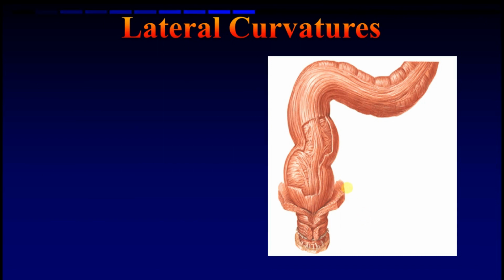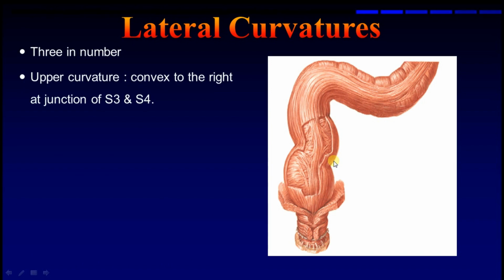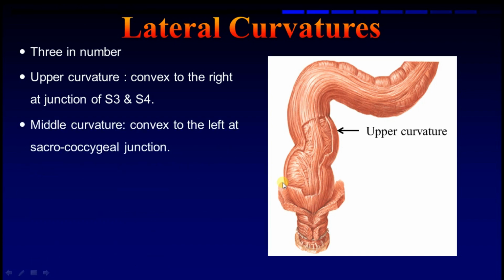Like you have curvatures or bends antero-posteriorly, the rectum also has lateral curvatures. They are three in number: upper, middle and lower. The first curvature is convex to the right, and it is present at the level of the third and fourth sacral vertebra. The middle curvature is convex to the left, and it's present at the sacrococcygeal junction. This is the most prominent lateral curvature of the rectum.